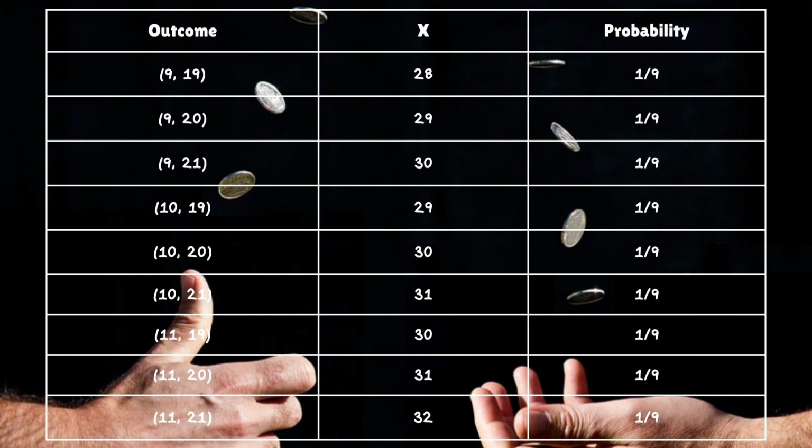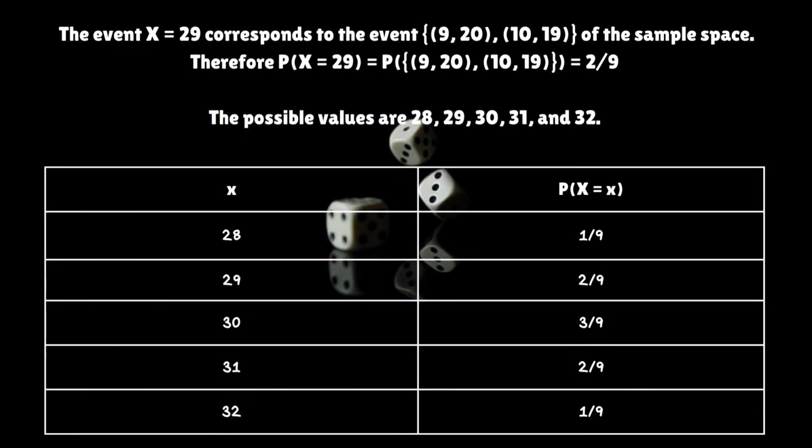The function x, which assigns a numerical value to each outcome in the sample space, is a random variable. By the way, we use capital letters to represent random variables. The letters X, Y, and Z are most often used. So, we can compute probabilities for random variables in this way.